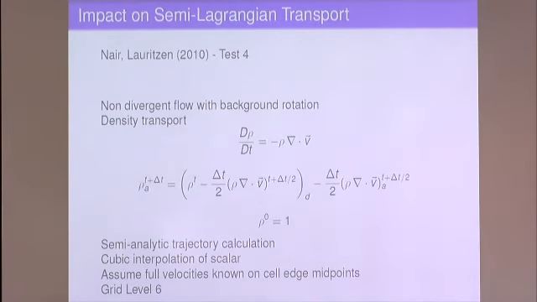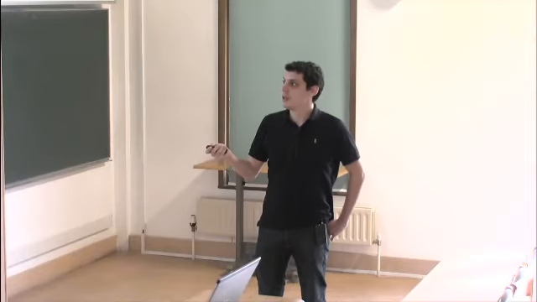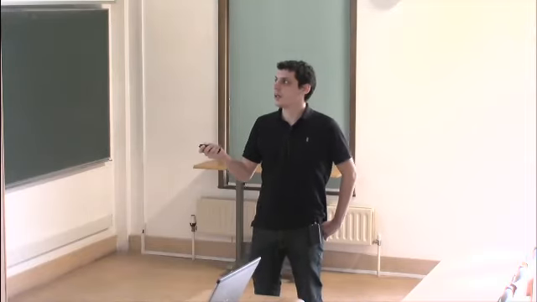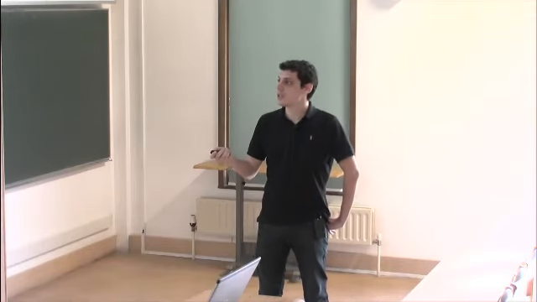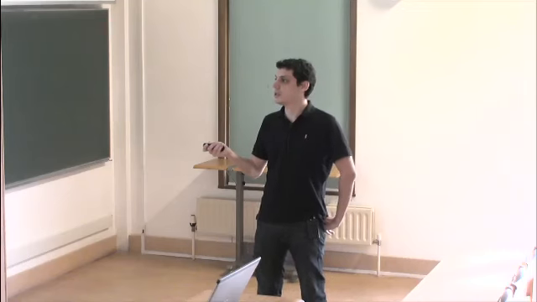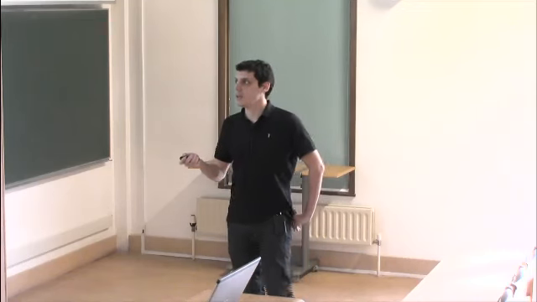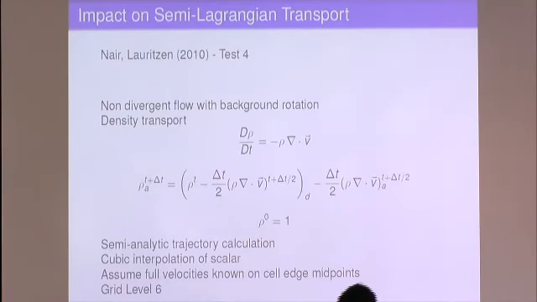And because we want to analyze grid imprinting, we will stick to a semi-analytic trajectory calculation so that we isolate the problem. So this is a third order Taylor expansion of the exact vector field. We are using cubic interpolation for scalars. We are assuming full velocities known at the cell edge midpoints, and for example, a grid level 6. And it's very interesting what happens.